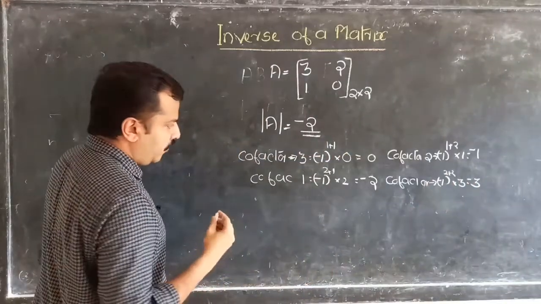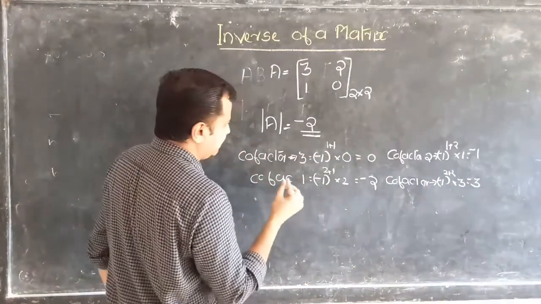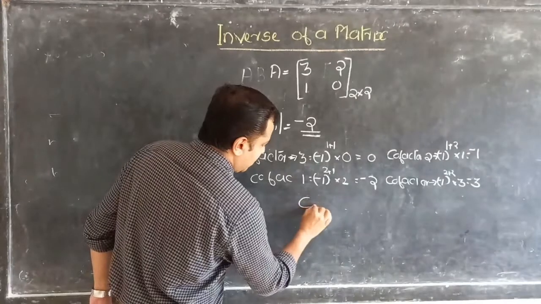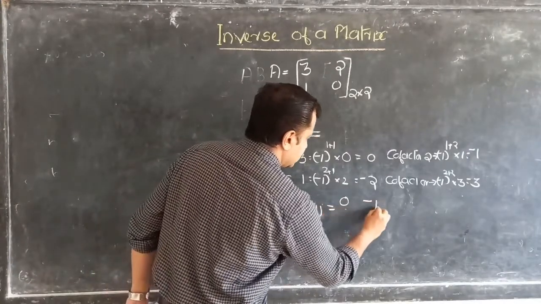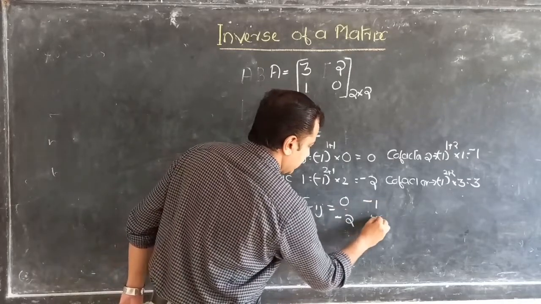So the matrix of cofactors, we used to call it Cij, hope you remember. The matrix of cofactors Cij is 0, minus 1, minus 2, 3.